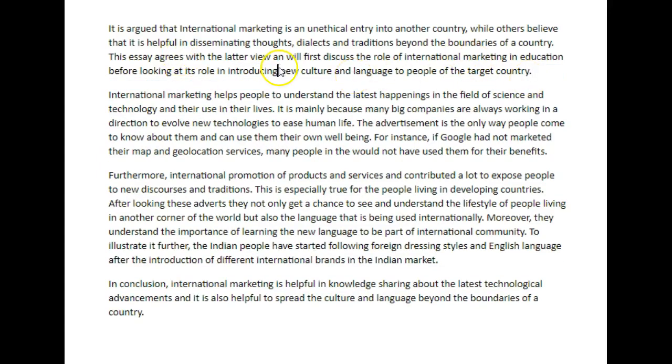But my point here is that because this is a discuss both views and give your opinion essay, one paragraph should be about how international marketing could be perceived as invasive and intrusive, but then the other paragraph should be about its benefits as a form of education. These are the two ideas that were raised in the question. That some people see international marketing as unwelcome and others see it as essential. So we need to explore both of these ideas.